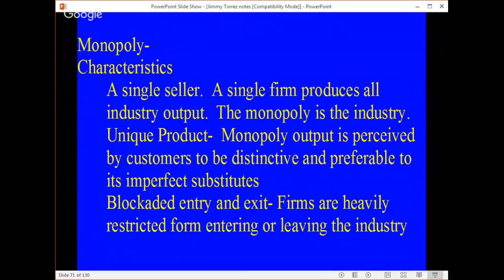So we start with monopoly. It's the opposite of perfect competition. There's one seller, not a lot. They're the same in that we assume that it's a unique product and there's no close substitute. Otherwise, it loses monopoly power. There's blockaded entry and exit. It's hard for people to get into this market for whatever reason.